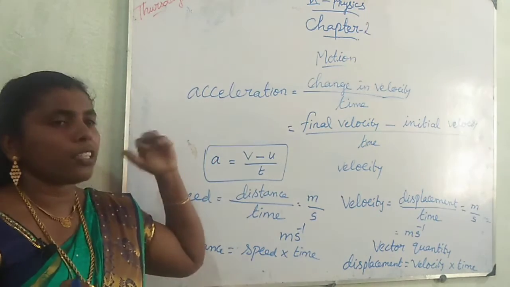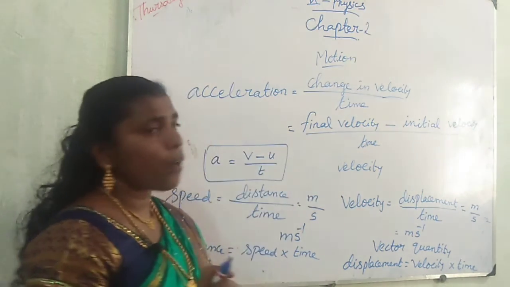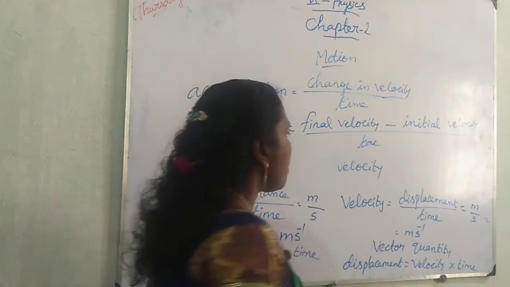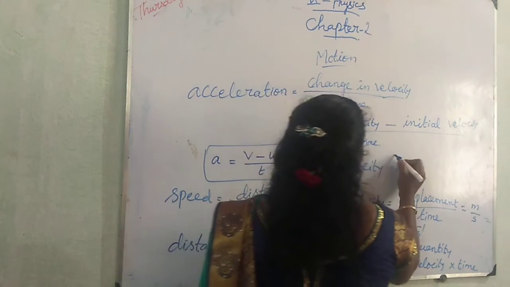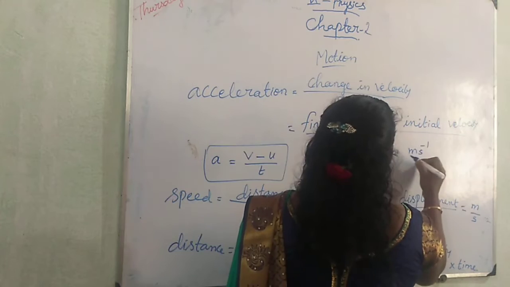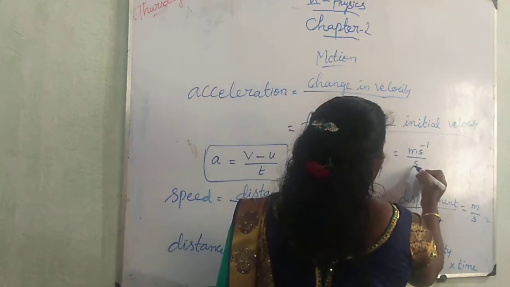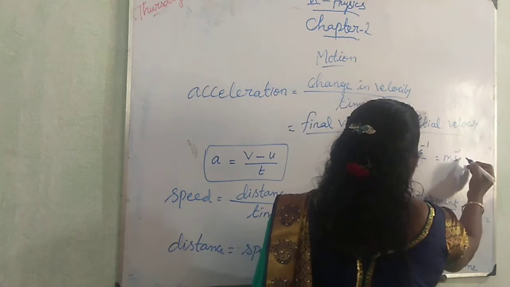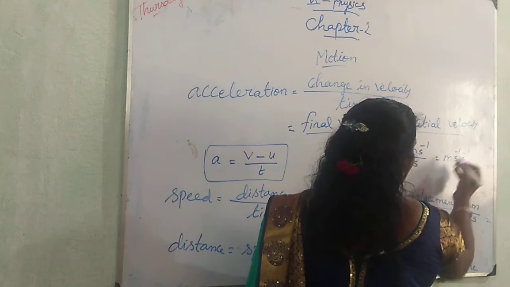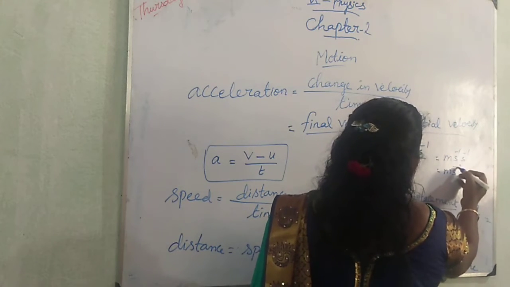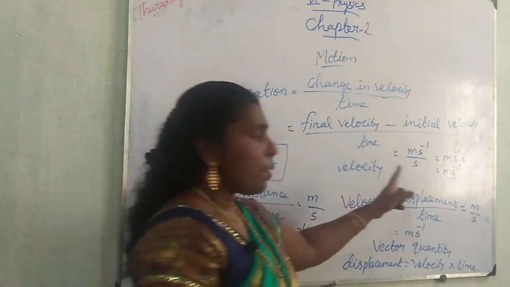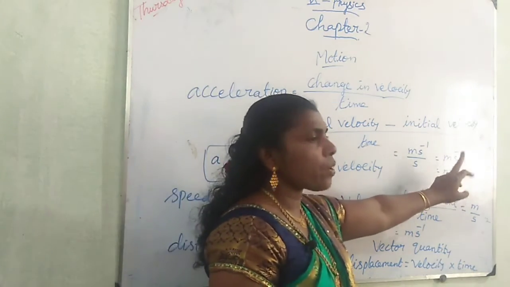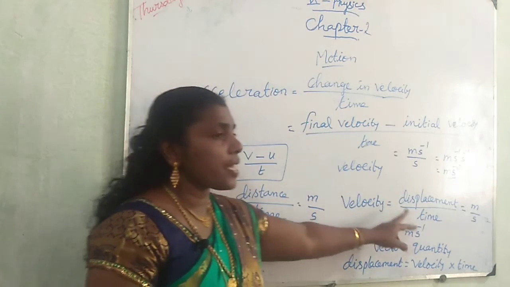And how will we find the unit? We can find the unit of acceleration. The velocity unit we have already learned. What is the unit of velocity? Meter second power minus 1. So here we can write meter second power minus 1 divided by time, the time unit is second. Then in the numerator, meter second power minus 1, this also goes to second power minus 1. Minus 1 and minus 1 is minus 2. So meter second power minus 2. The unit of acceleration is meter second power minus 2. What is the unit of acceleration? Meter second power minus 2.